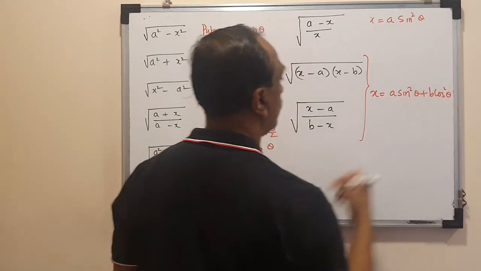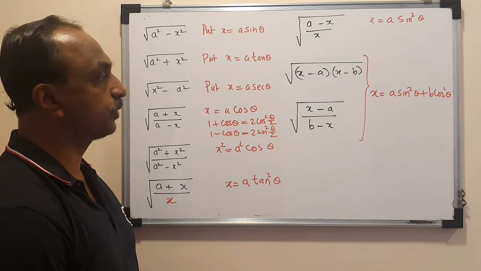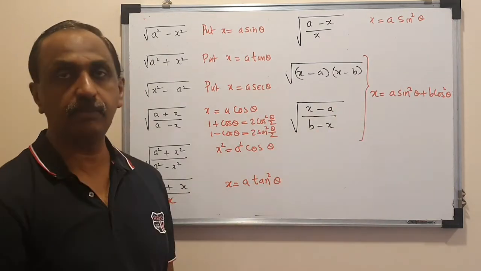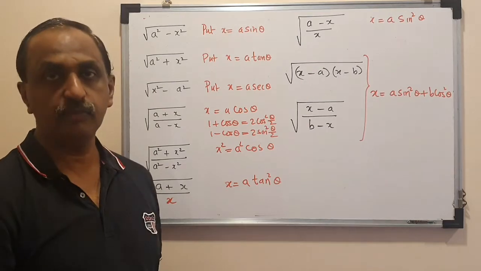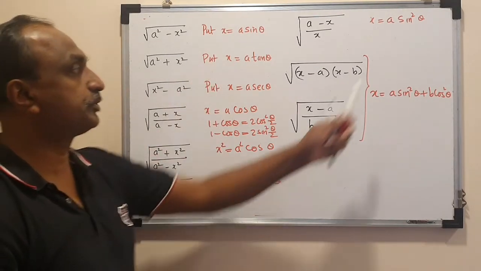This is a very interesting problem. When you replace x by a sin square theta plus b cos square theta, this gets very easily simplified and you will get your answer without much problem. We'll try out the problem, then you will understand. So these are the important substitutions.